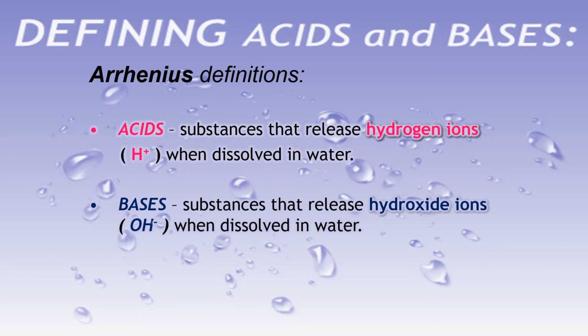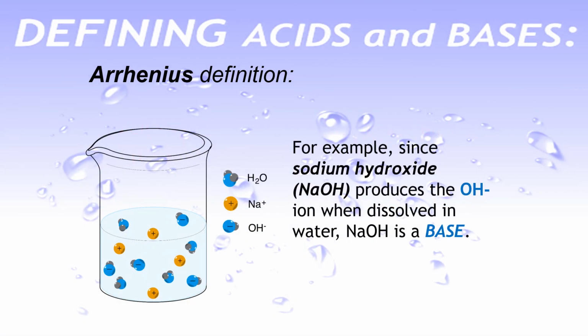Bases are the opposite. Bases are substances that release hydroxide ions when dissolved in water. All right. So the Arrhenius definition is about what ion is going to be released when it's dissolved in water. For example, since sodium hydroxide produces the hydroxide ion when it's dissolved in water, the Arrhenius definition classifies sodium hydroxide as a base.